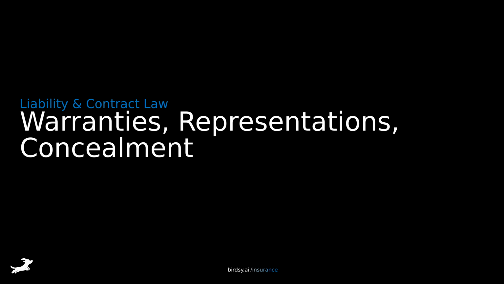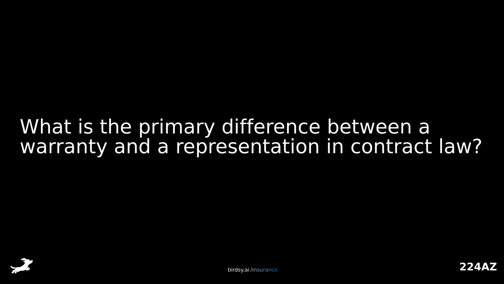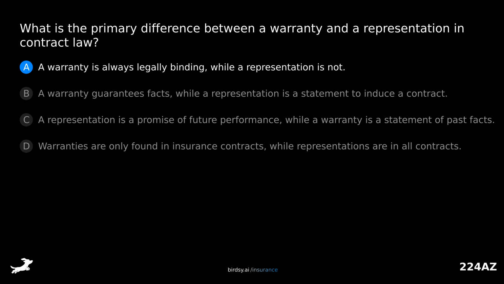Warranties, representations, concealment. What is the primary difference between a warranty and a representation in contract law? Is it A, a warranty is always legally binding, while a representation is not? B, a warranty guarantees facts, while a representation is a statement to induce a contract? C, a representation is a promise of future performance, while a warranty is a statement of past facts? Or D, warranties are only found in insurance contracts, while representations are in all contracts?